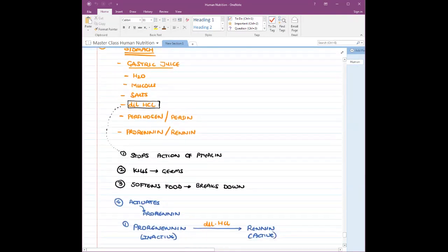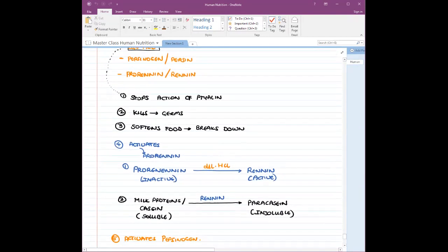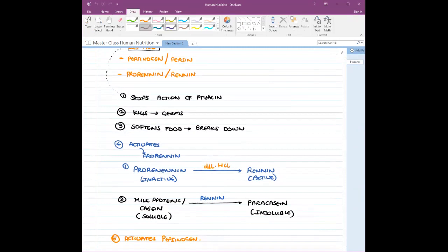Then we said, what are the functions of your dilute HCl? What is it really going to do? First thing, it is going to stop the action of ptyalin, which was found in your saliva. Second thing, whatever germs are entering through your food are going to be killed because of the high acidity of HCl. Third, it is going to soften the food, and while softening the food, it is going to help in breaking it down. And the next two things: it is going to activate those inactive enzymes.